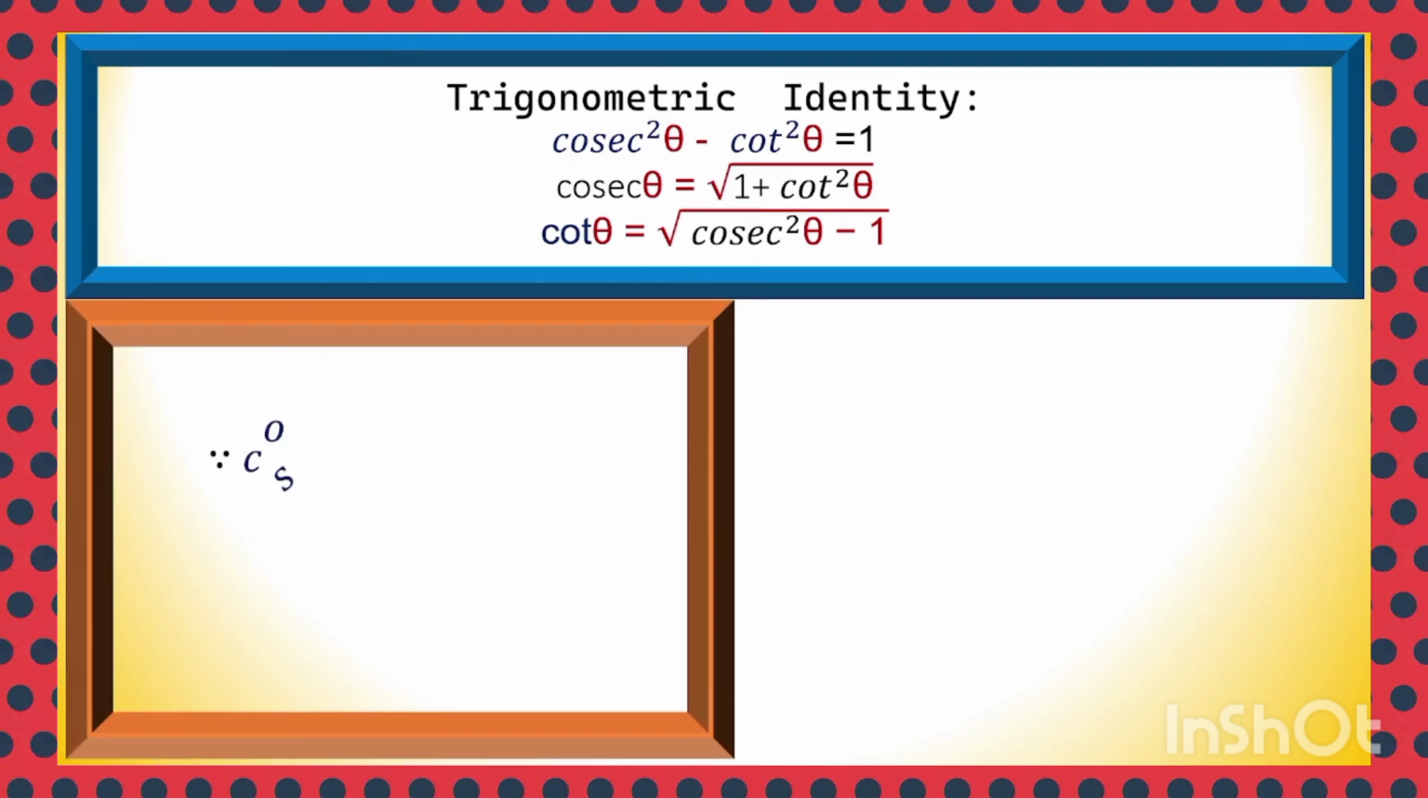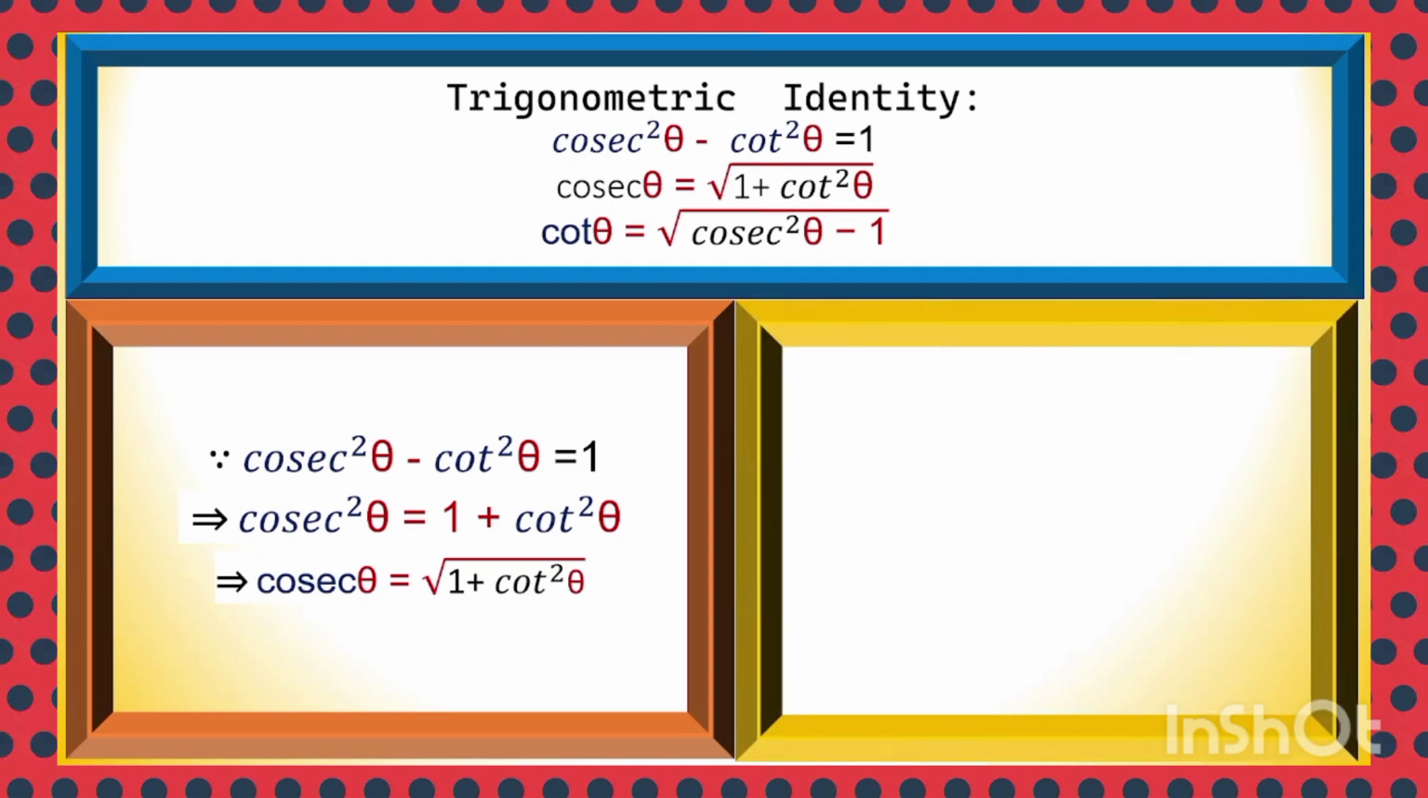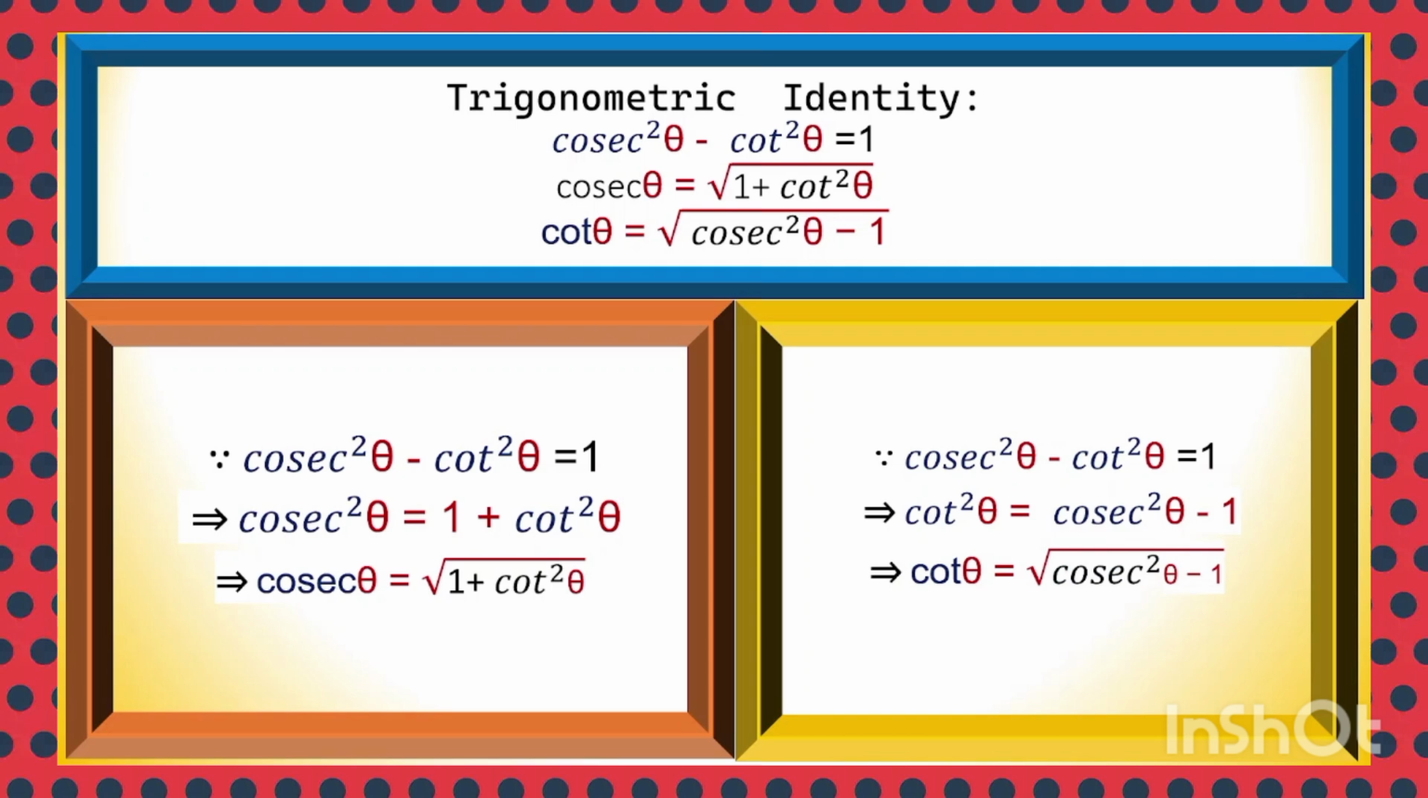So cosec square theta minus cot square theta is equal to 1. We can transpose minus cot square theta to the right hand side. So cosec square theta is equal to 1 plus cot square theta, and cosec theta is equal to square root of 1 plus cot square theta, an important trigonometric identity. Cosec theta is expressed in terms of cot theta. Similarly, we can transpose cosec square theta to the right hand side. We can write cot square theta is equal to cosec square theta minus 1 and cot theta is square root of cosec square theta minus 1. Cot theta is expressed in terms of cosec theta.